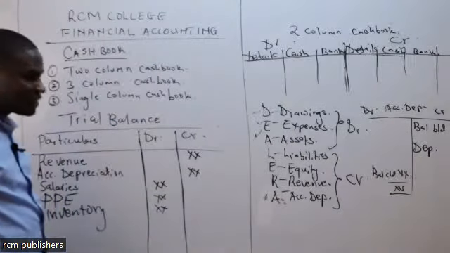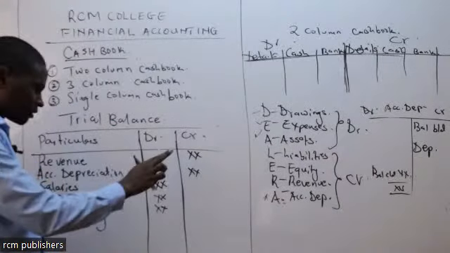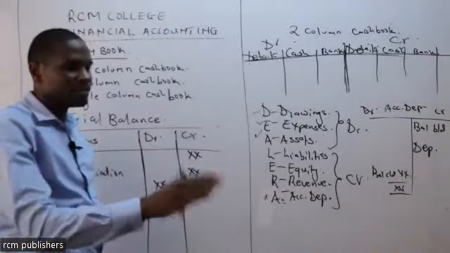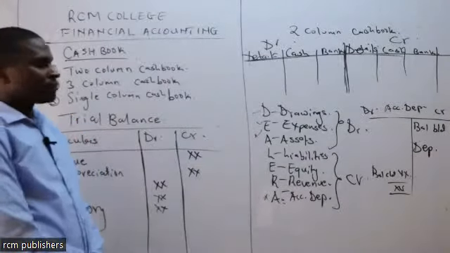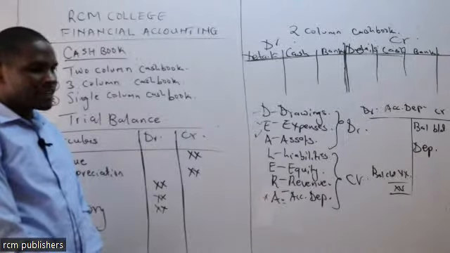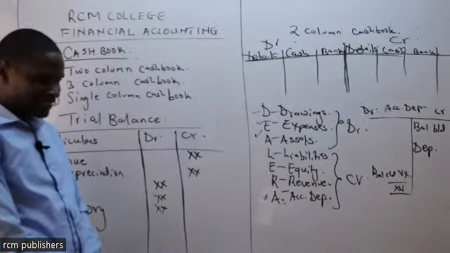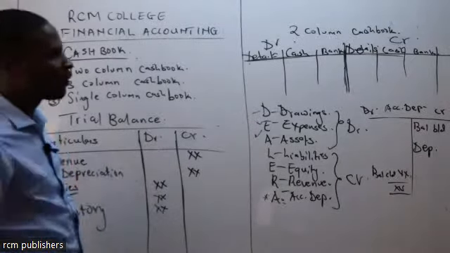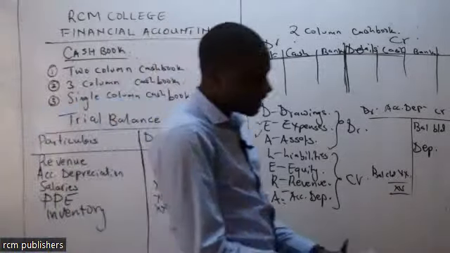If I say salaries and somebody else says wages, which one is a direct and which one is an indirect cost? Wages is a direct cost. Wages is a direct cost. These people are bright. I like this. Exactly.